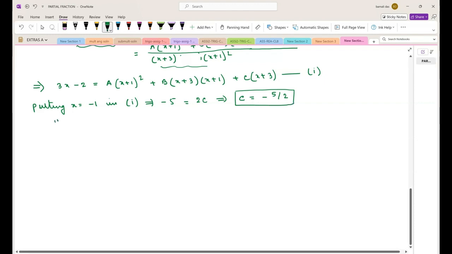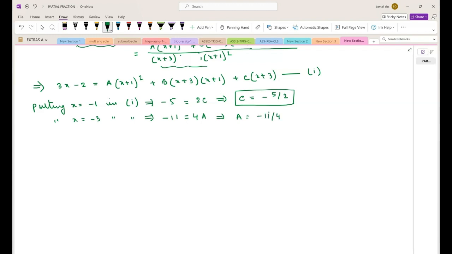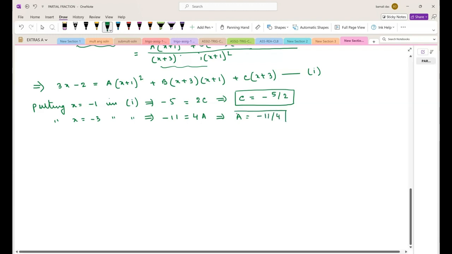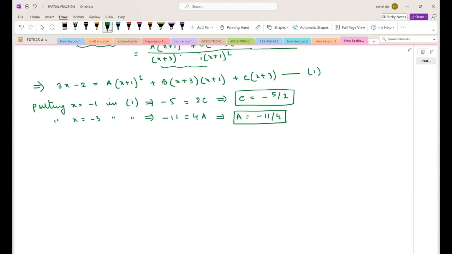Now let us put x equal to minus 3 in 1. So you get minus 11 equal to 4a. So a equal to minus 11 by 4. Another constant determined. Now you come across a different situation here because you don't have any more factors. X plus 1 and x plus 3 both you have utilized by putting x equal to minus 1 and minus 3. Still there is an unknown constant, b.